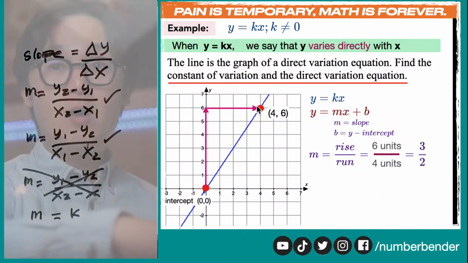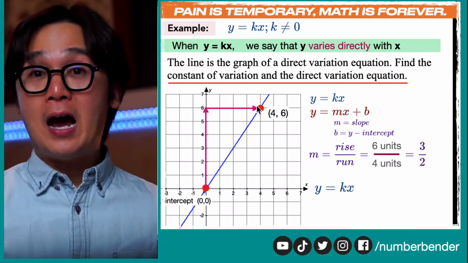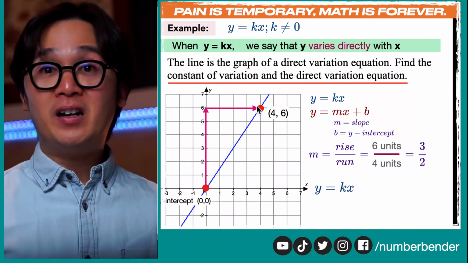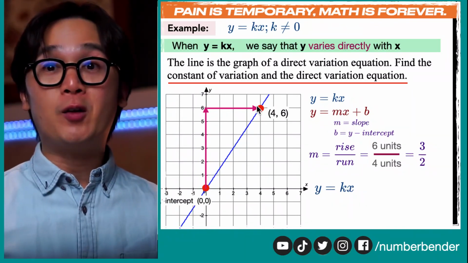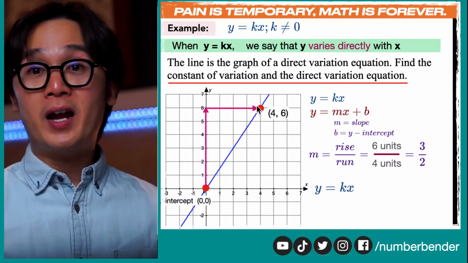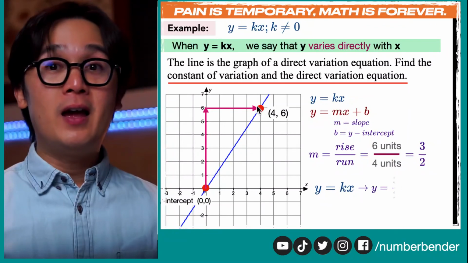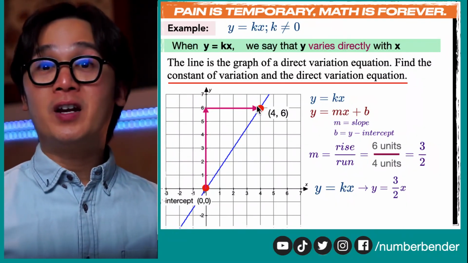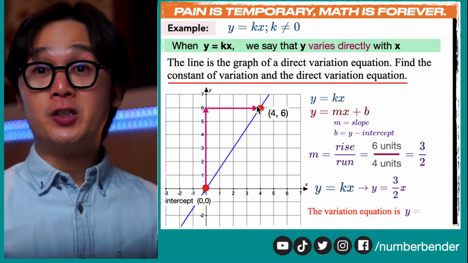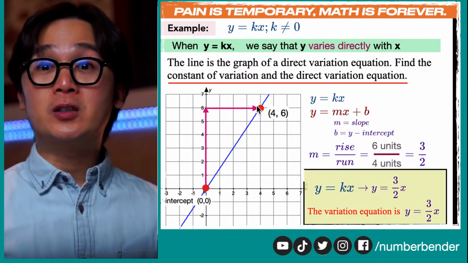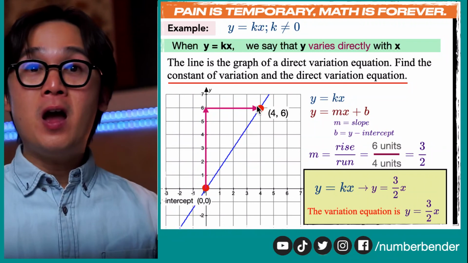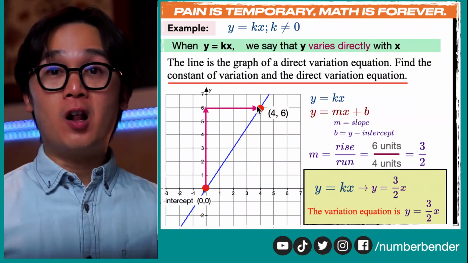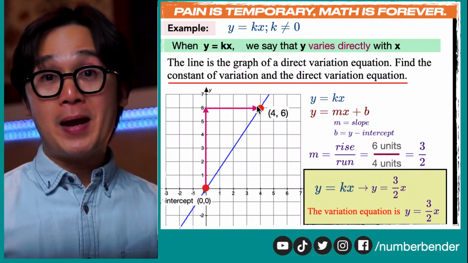So that is how we solve this problem. So now we have the constant of variation. The direct variation equation is simply replacing k with 3 over 2 in the y equals kx formula, and that is the direct variation equation of this relationship, which is y is equal to 3 over 2 x. So this is how we answer problems involving direct variation in mathematics.